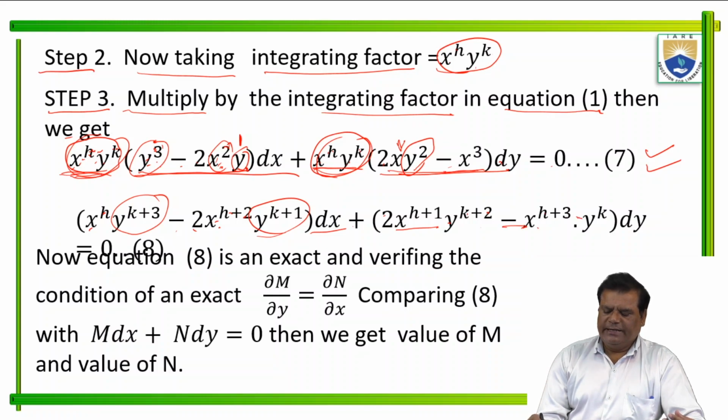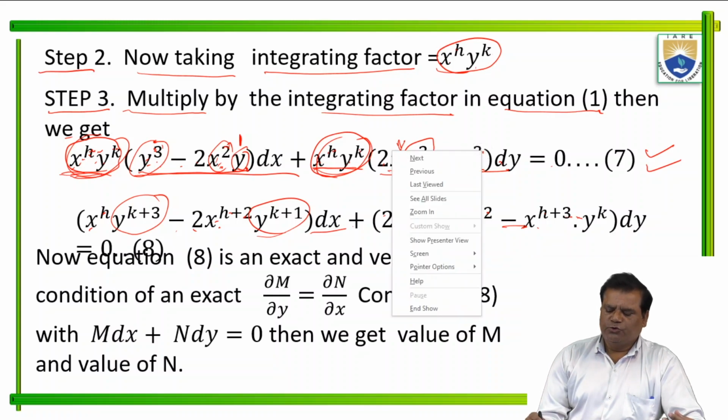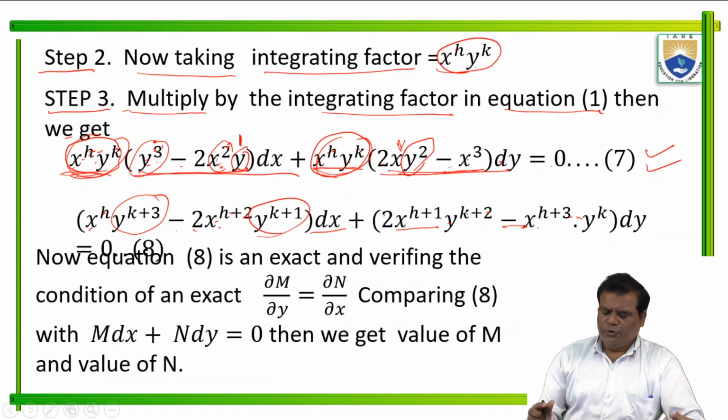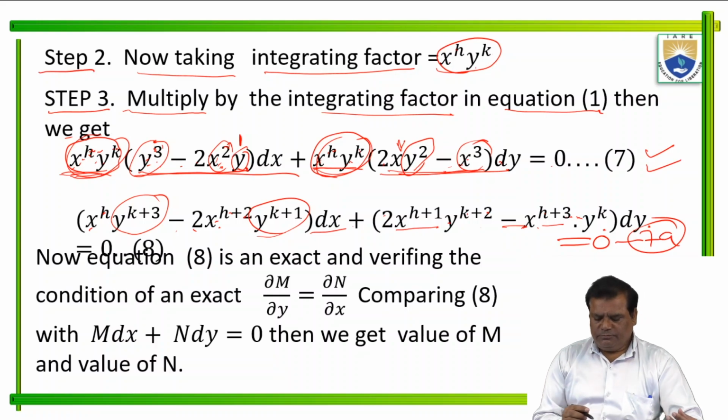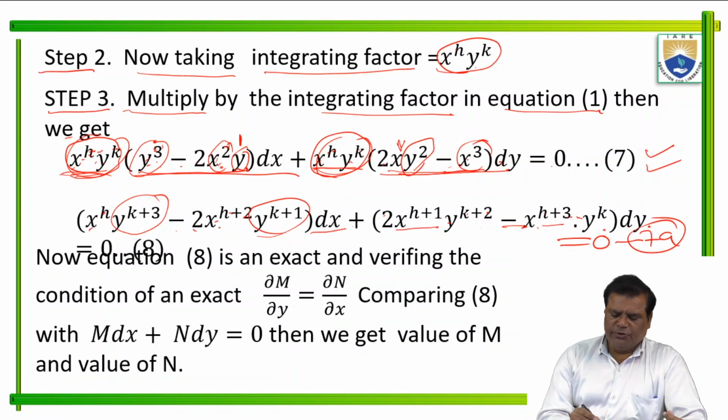How do we get x to the power h plus 3? Because here we have x to the power h and x cube, so x to the power h plus 3. There is no y, only x cube is there. So we multiply x to the power h plus 3 into y to the power k dy, equal to 0. This is equation number 7a. Now this is equation 8, and equation 8 is exact.